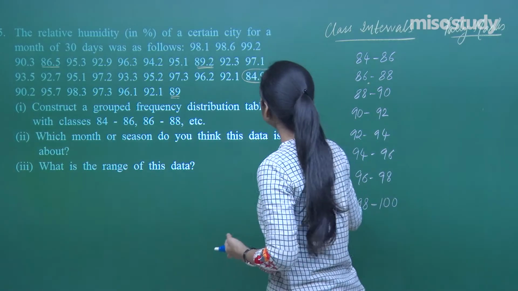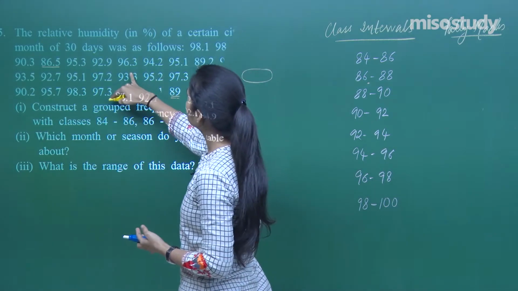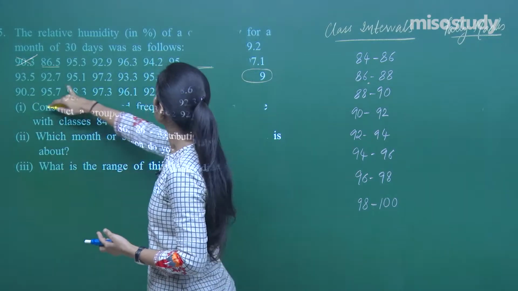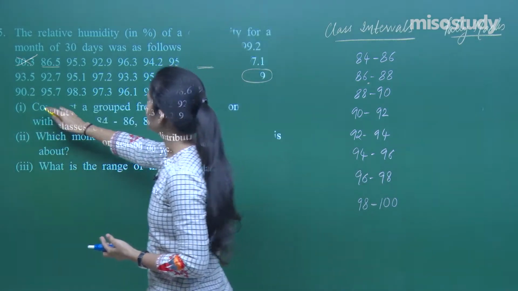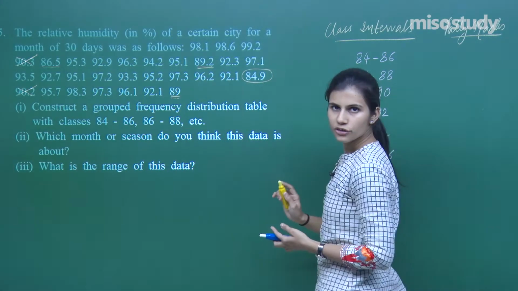90 to 92, nothing is here. 90 to 92, this is there, right? Here there is nothing, here there is again this. So the frequency is 2, right?